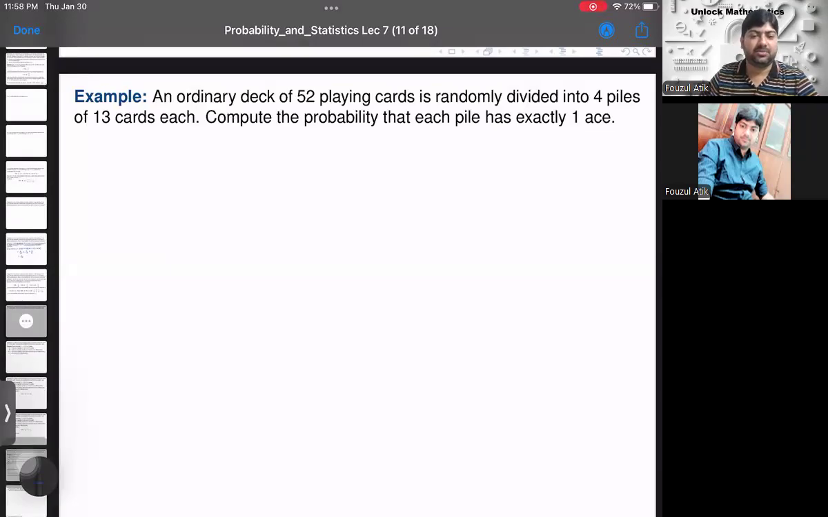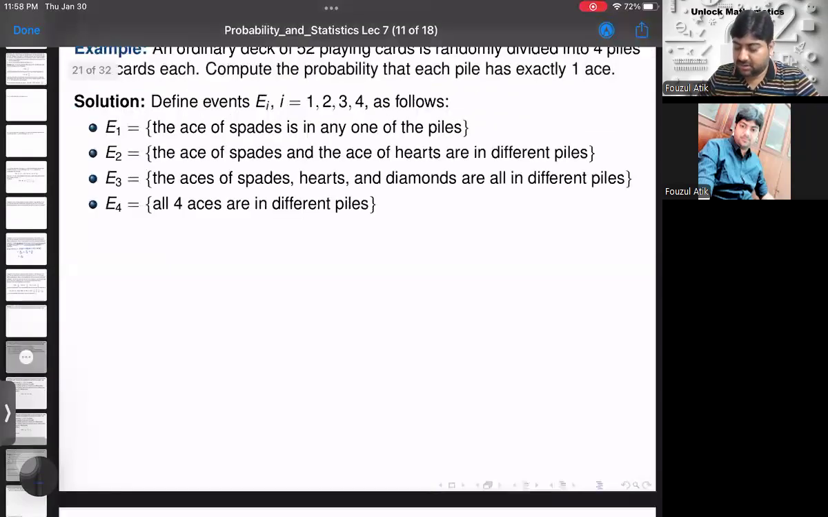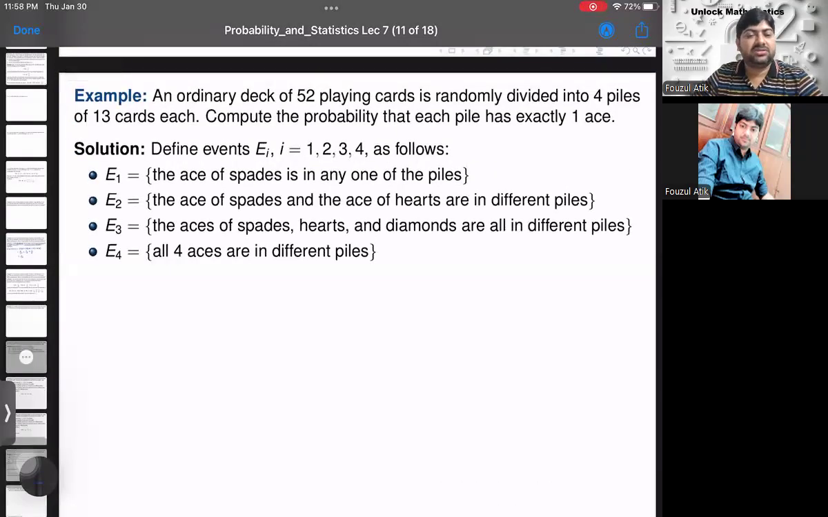Let us solve the problem. Let us denote some events E1, E2, E3 and E4 such that E1 is the event that the ace of spade is in one of the piles. You have 4 piles, each containing 13 cards. I am considering E1 as the event that the ace of spade is in one of the piles.